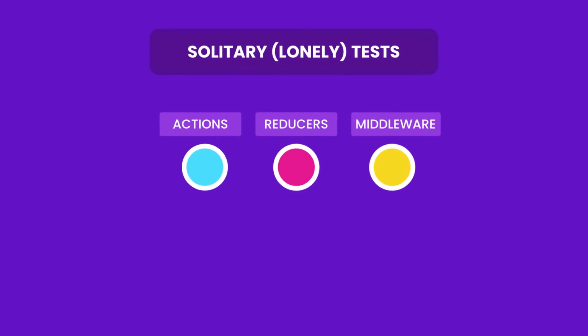Now, one way to unit test a Redux application is to test its individual building blocks in isolation. So we're going to write separate tests for action creators, reducers, middleware, and so on. We call these tests solitary or lonely tests because they test a single function in isolation. This is a poor way of unit testing Redux applications, and unfortunately, that's what most books and courses teach you.